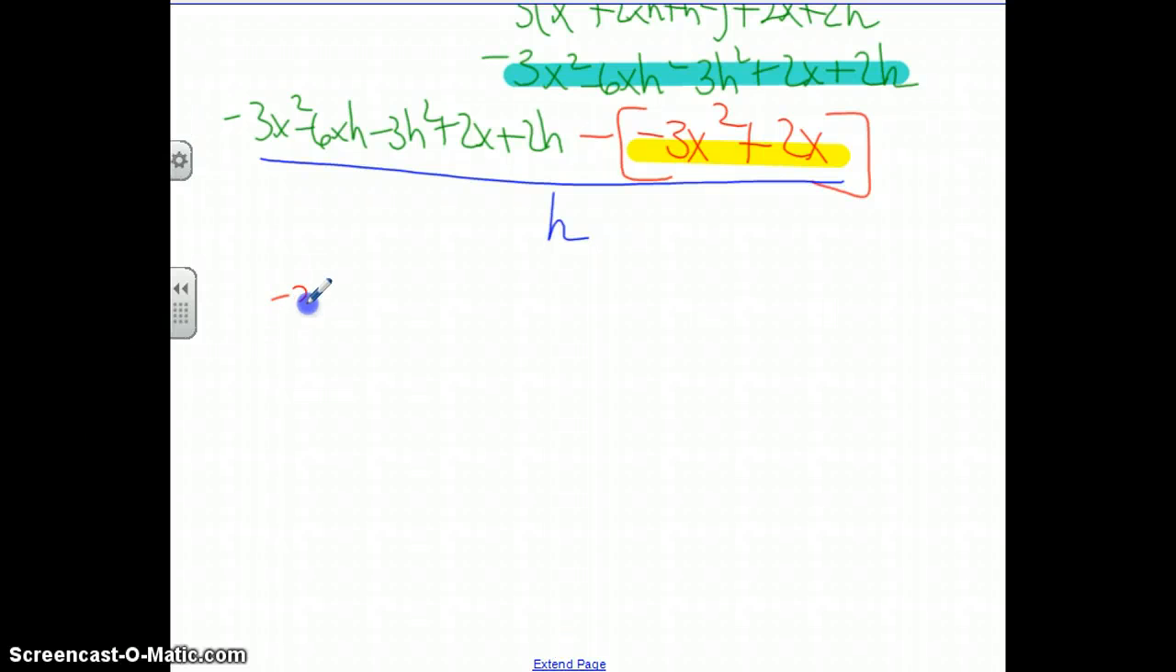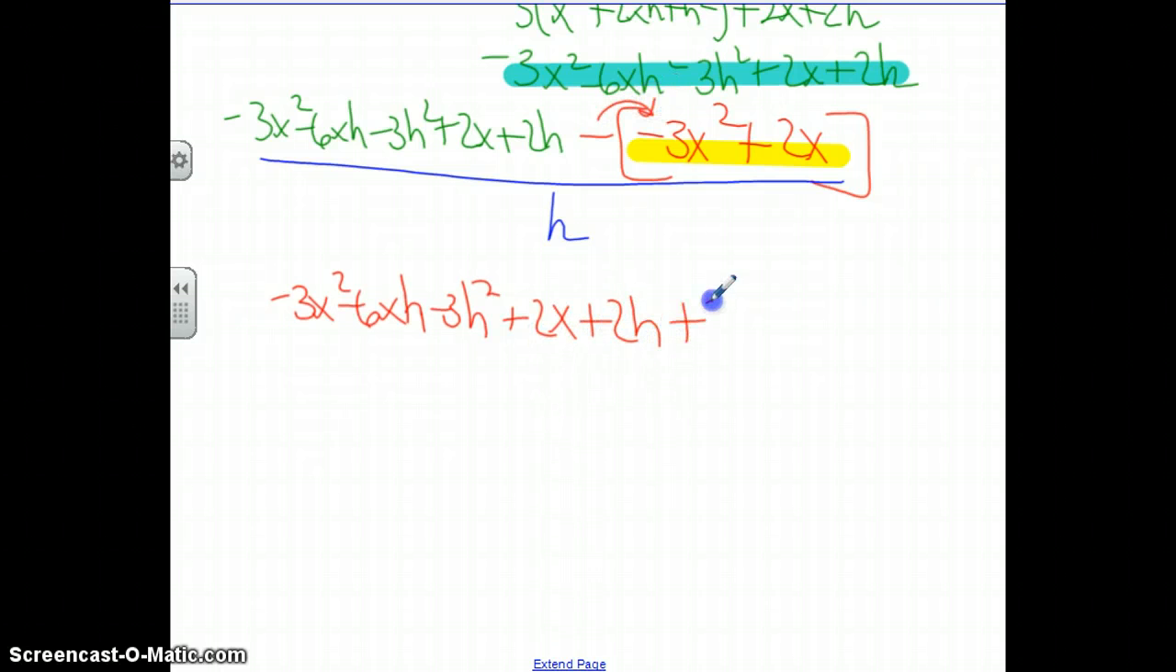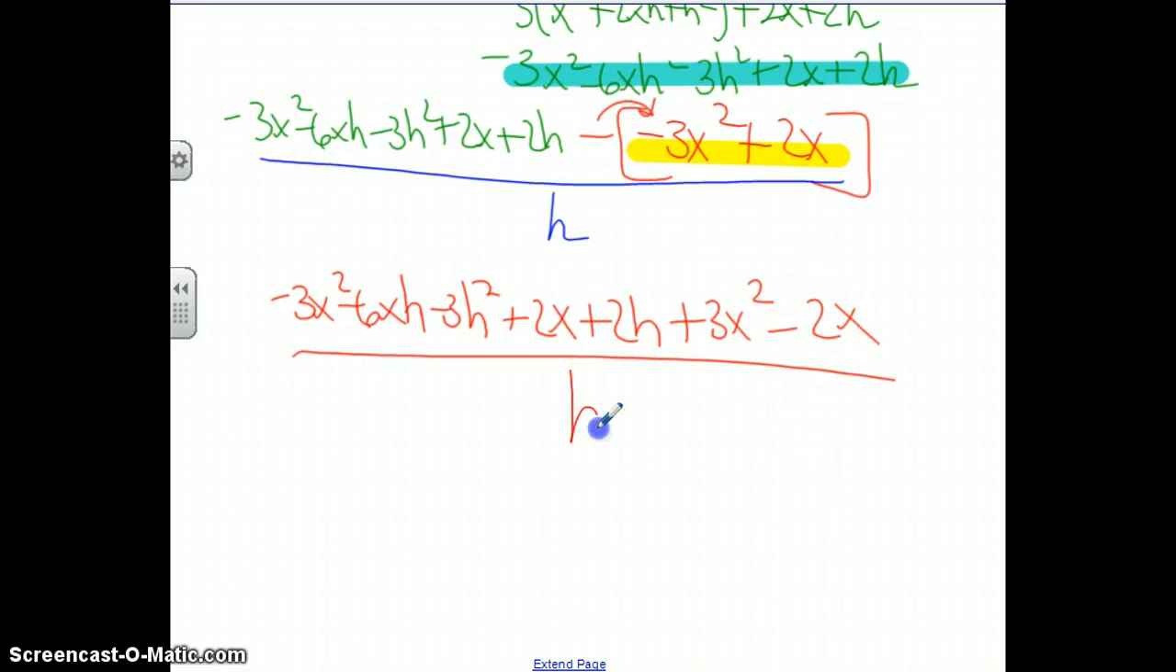So finishing this up, negative 3x squared minus 6xh minus 3h squared plus 2x plus 2h. I'm going to distribute this, plus 3x squared minus 2x. And I'll look for things that possibly could cancel. So it looks like the negative 2x's are gone with a positive 2x. And the 3x squared is gone.